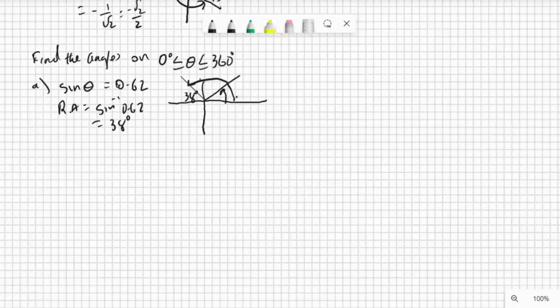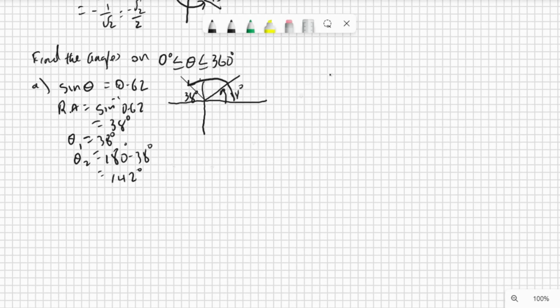So my two answers will be theta 1 is in the first quadrant, 38 degrees, and my second angle is 180 minus 38, which is 142 degrees.